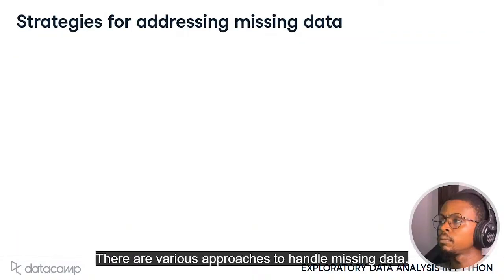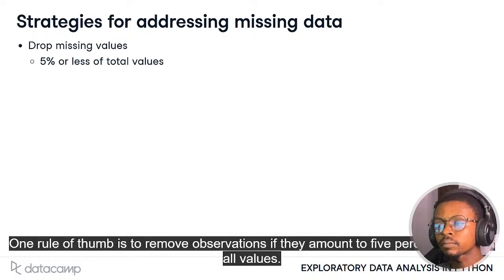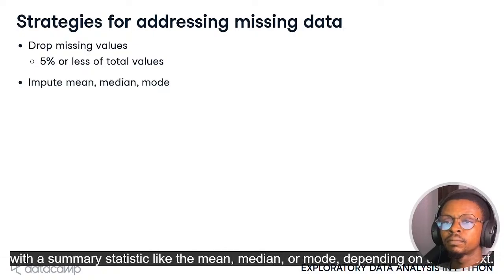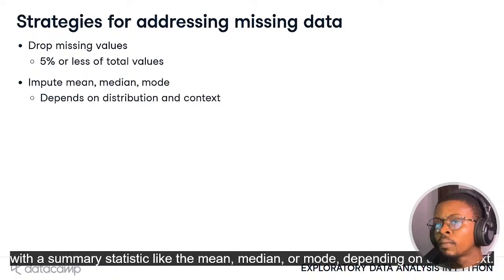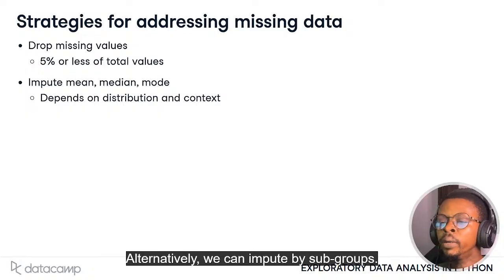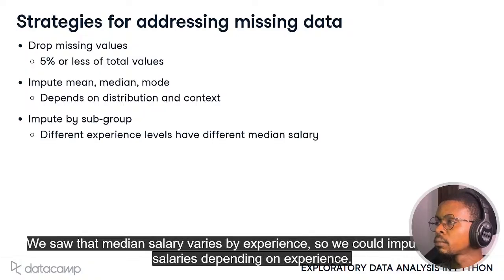There are various approaches to handle missing data. One rule of thumb is to remove observations if they amount to 5% or less of all values. If we have more missing values, instead of dropping them, we can replace them with a summary statistic, like the mean, median, or mode, depending on the context. This is known as imputation. Alternatively, we can impute by subgroups. We saw that median salary varies by experience, so we could impute different salaries depending on experience.